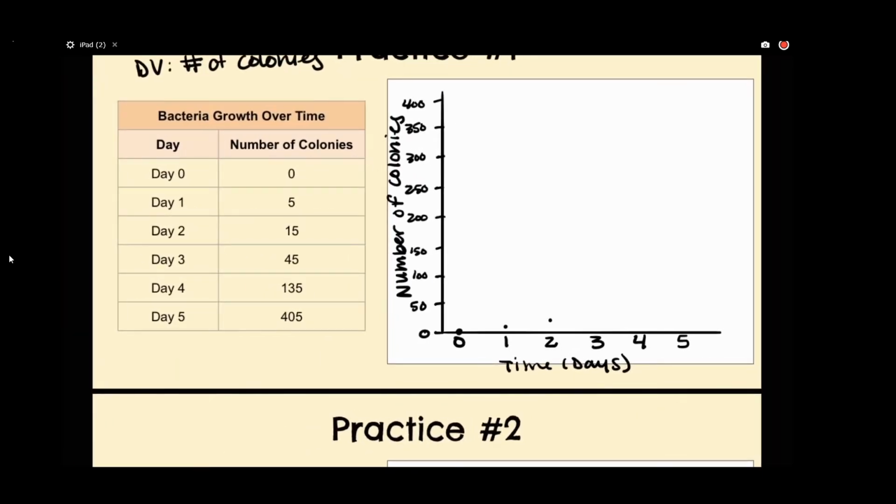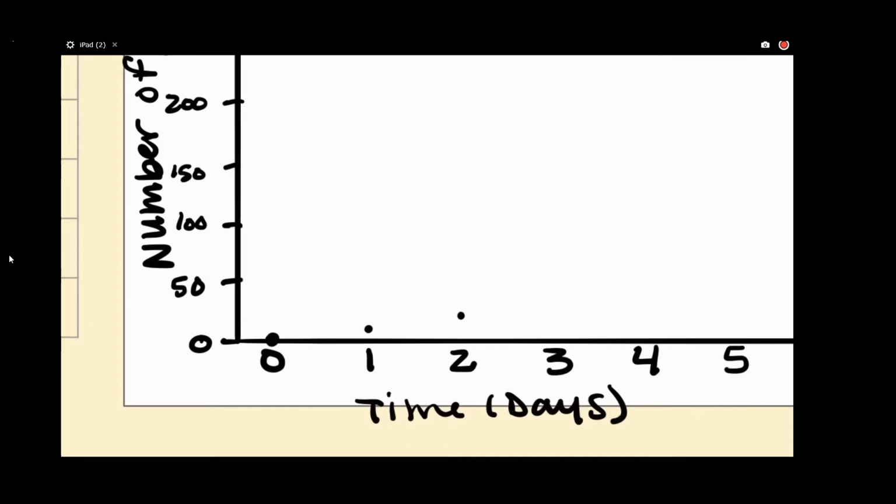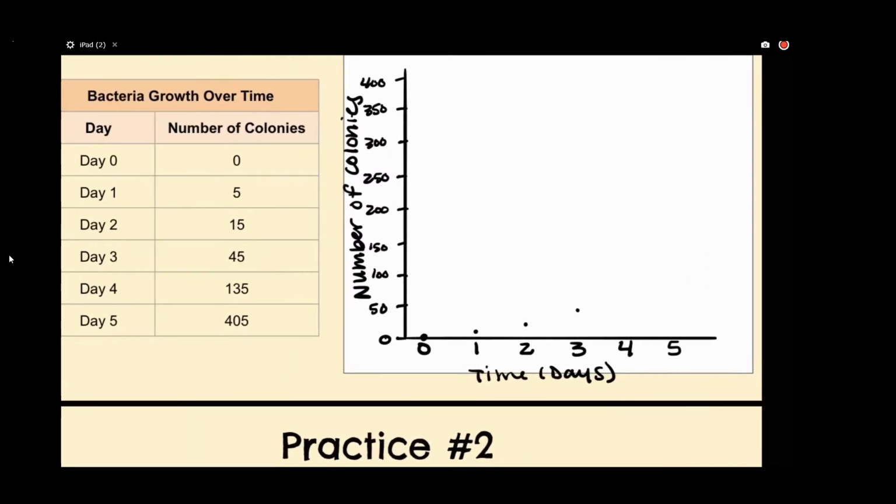At day 3, we had 45, so now we're actually getting up to that 50 mark. Day 4, we had 135, so we're going to have a pretty big jump up to here. And then day 5, we had 405, so we're going to be right up above that 400 mark. And again, if you have graph paper, this would be a lot easier to keep track of. But if you don't have graph paper, that's okay. We understand.